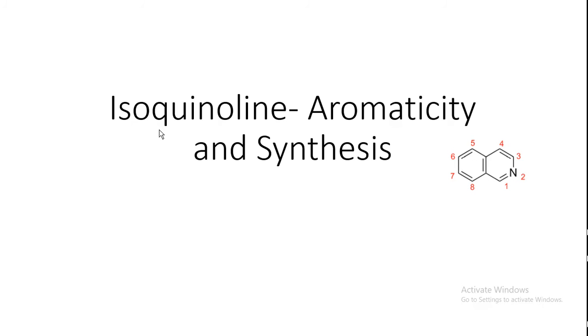Quinoline we have already studied. Iso means similar, so isoquinoline is similar to quinoline. In quinoline, the nitrogen is present at the first position, but here it is present at the second position. That is the basic difference between isoquinoline and quinoline. So let us start.